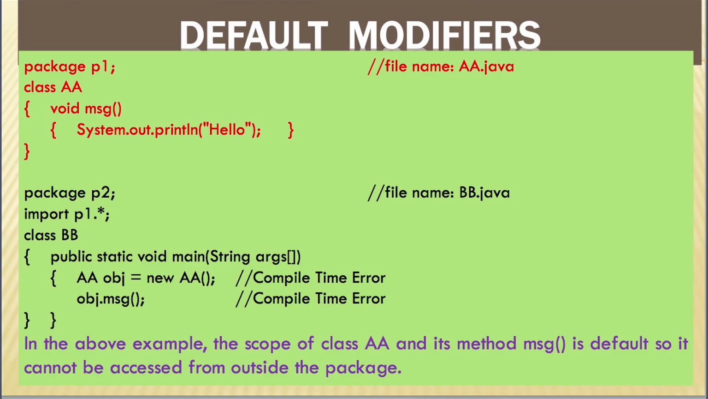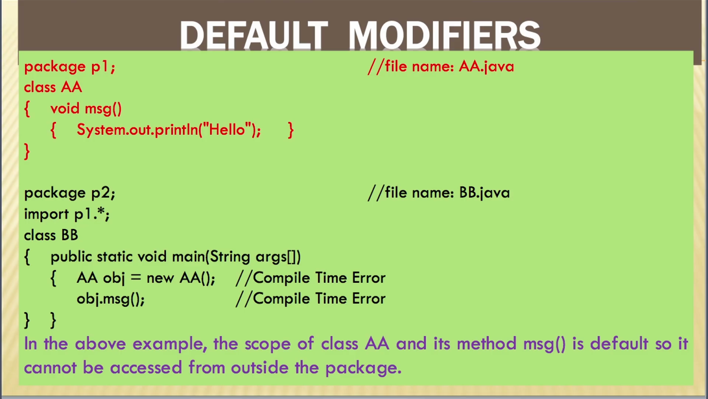So, now here in package P2 we are importing the package P1. The first package is imported here in the second package, which is named P2. We have written here import P1.*, so this P1 we are importing here.